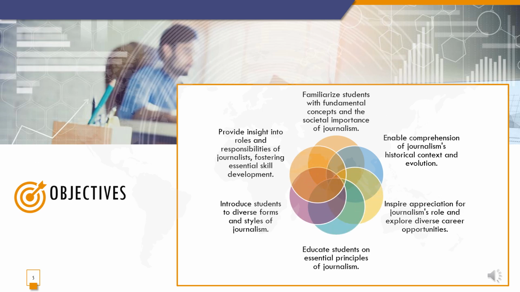The main objectives of this unit are as follows. Familiarize students with fundamental concepts and the societal importance of journalism. Enable comprehension of journalism's historical context and evolution. Inspire appreciation for journalism's role and explore diverse career opportunities. Educate students on essential principles of journalism. Introduce students to diverse forms and styles of journalism. Last, provide insight into roles and responsibilities of journalists, fostering essential skill development.